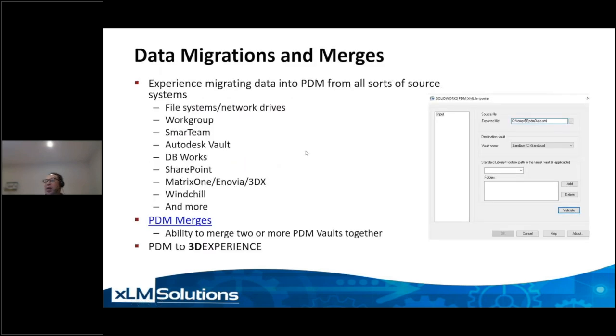Finally, data migrations. We've used the various APIs and tools from SolidWorks to migrate data from tons of legacy systems into PDM. Smart Team, Autodesk Vault, DBWorks, SharePoint, Windchill, etc. But also we've developed, which is a key functionality, the ability to merge two PDM vaults together. So in a lot of cases, customers, for various reasons, have multiple PDM vaults. And instead of maintaining multiple systems, they want to merge them into one system. So we have the ability to do that. Here's a quick video on that.